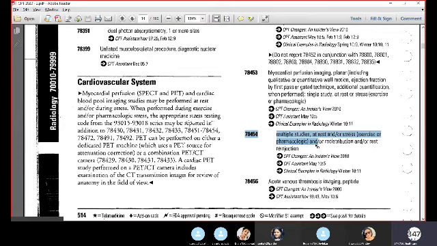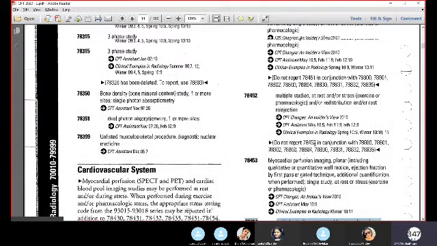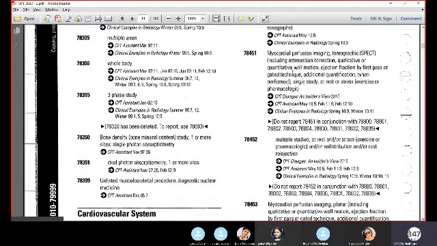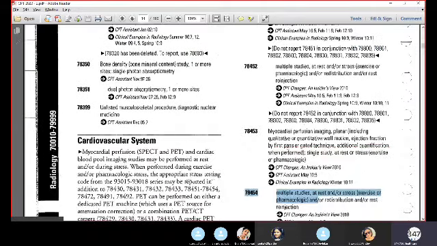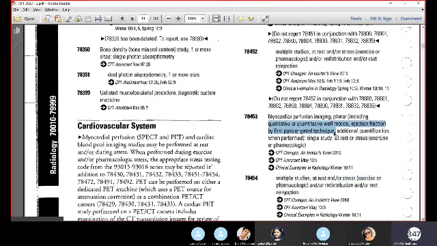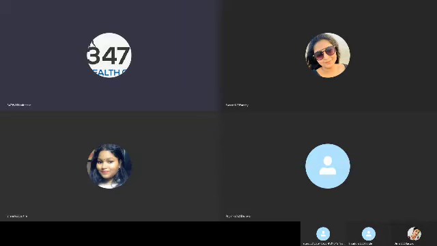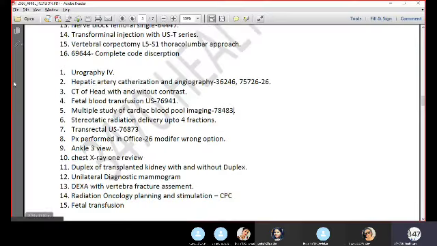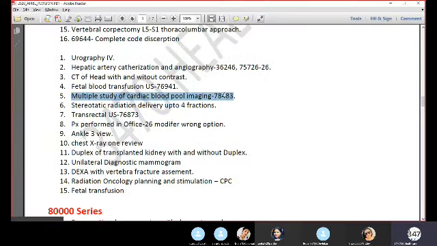Myocardial perfusion imaging study. If they then mention SPECT, attenuation correction, or tomographic, it means 78451 or 52 based on single or multiple study. If not mentioned, default is planar. Okay, here also one question will come. Okay, so this is over.